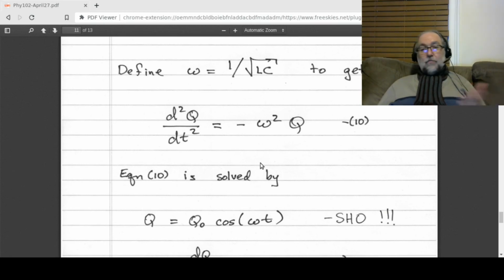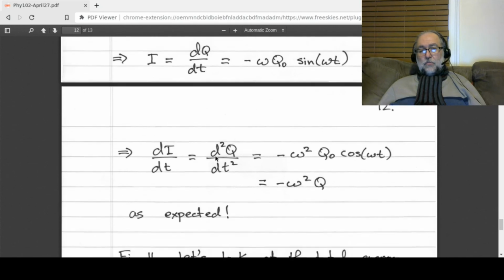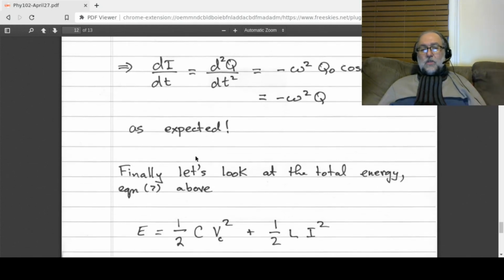So all of that was just to show you that q naught cosine omega t, when you plug it into 10, works. If you try to plug in some other function here for q naught, it wouldn't work. The only function that's going to solve 10 is either the cosine or the sine, or some linear combination of the two, but this is good enough. So this is as expected.